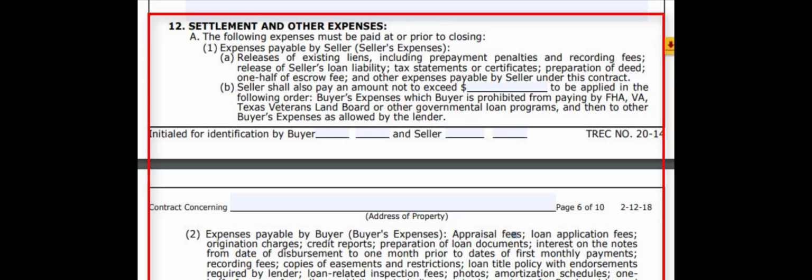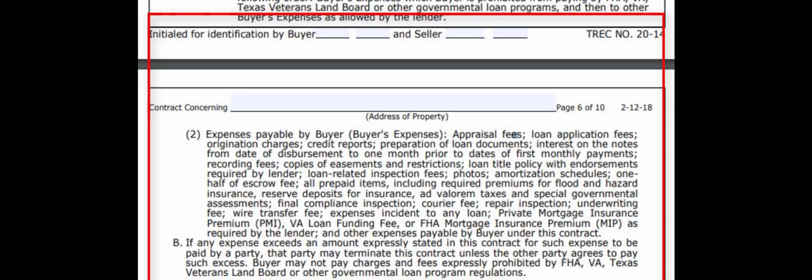And then you have B, seller shall also pay an amount not to exceed, and then there's a dollar amount blank, to be applied in the following order. Buyer's expenses which buyer is prohibited from paying by FHA, VA, Texas Veterans Land Board, or other governmental loan programs, and then to other expenses as allowed by the lender. And then you have section 2, which is expenses payable by buyer's expenses.